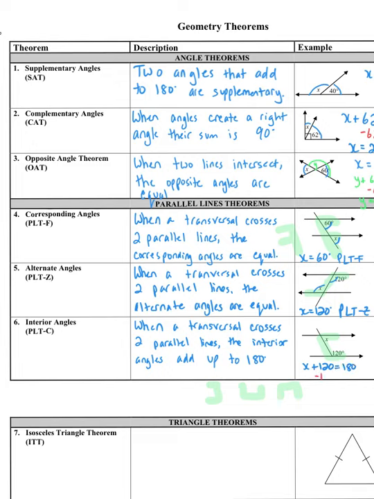I will then subtract 120 from both sides, and we find that X is equal to 60 degrees because of PLT-C.